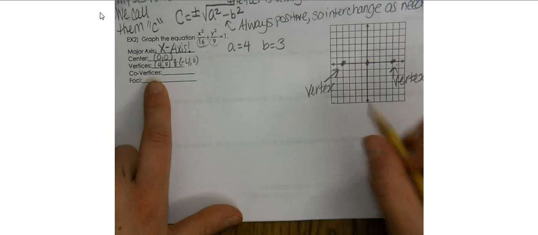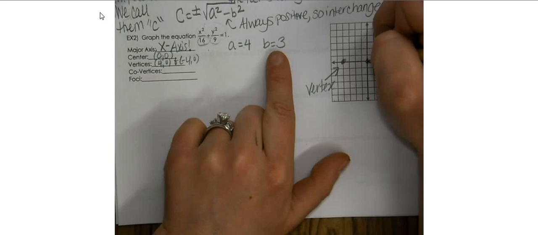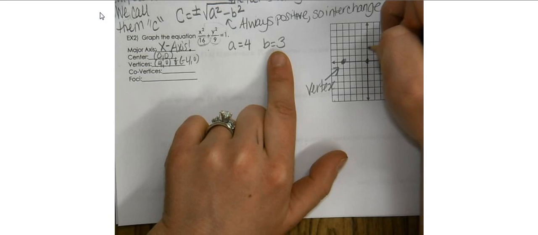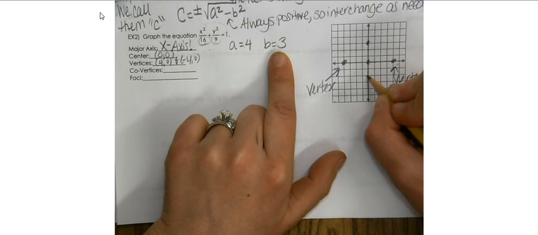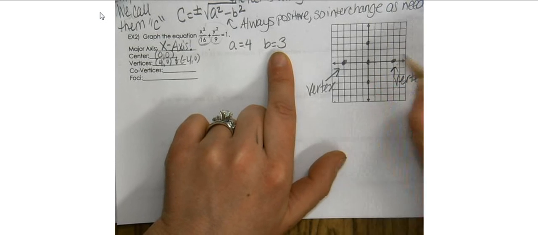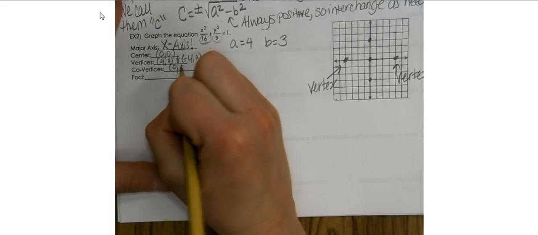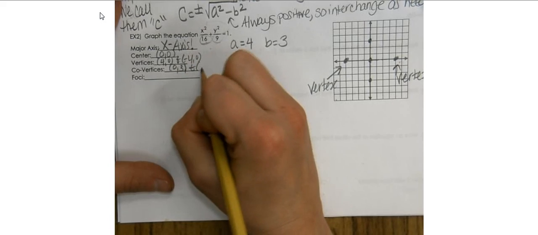For my co-vertices, I'm going to start at 0, 0, and count 3 units up and 3 units down. So I'm going 1, 2, 3. And 1, 2, 3, and those ordered pairs are located at 0, 3 and 0, negative 3.